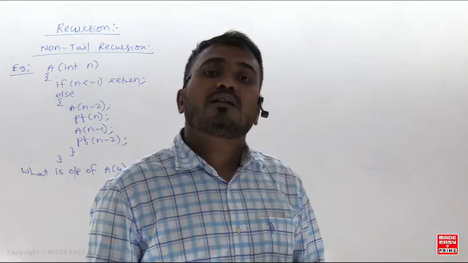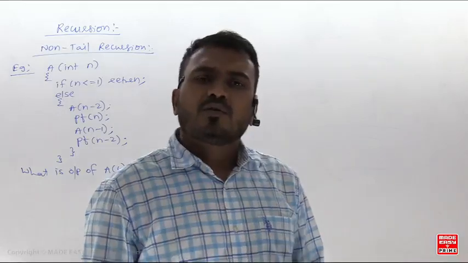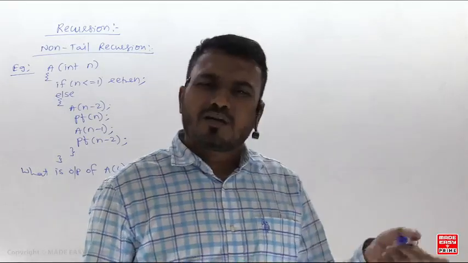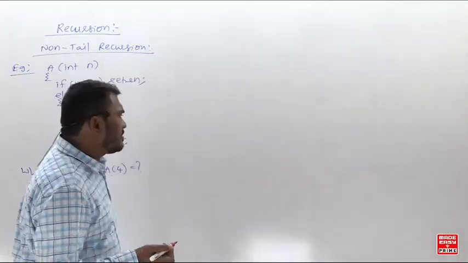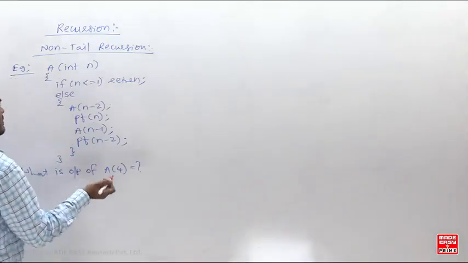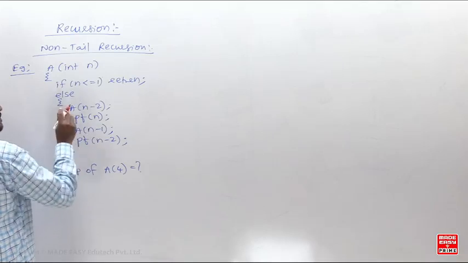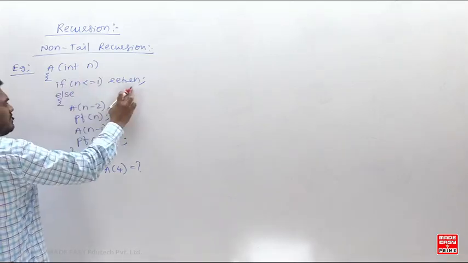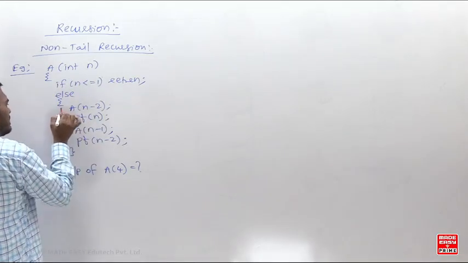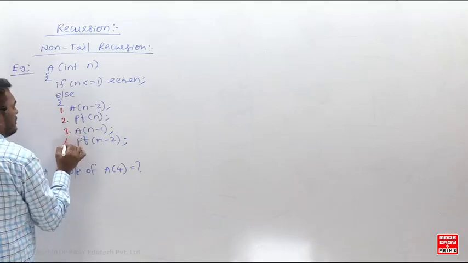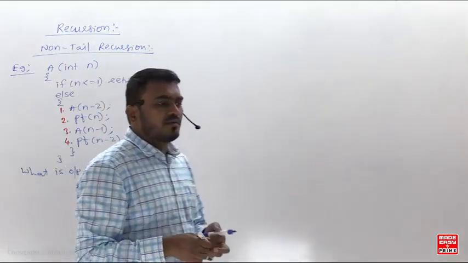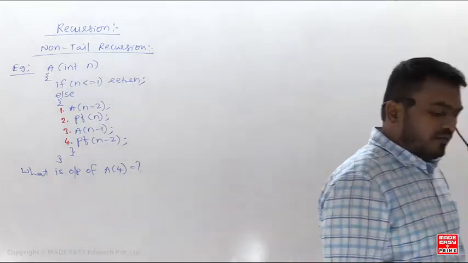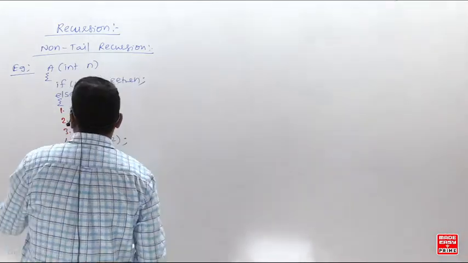So what will we use? The tree method. Tree means what? That is also a stack only. Internally it is a stack, but it just looks like a tree. For our convenience, we draw it in the form of a tree. So just give the numbering here. If n is less than or equal to 1, simply return. Give the numbers 1, 2, 3, 4 to the statements. For every function call, you have to execute all these 4 statements.